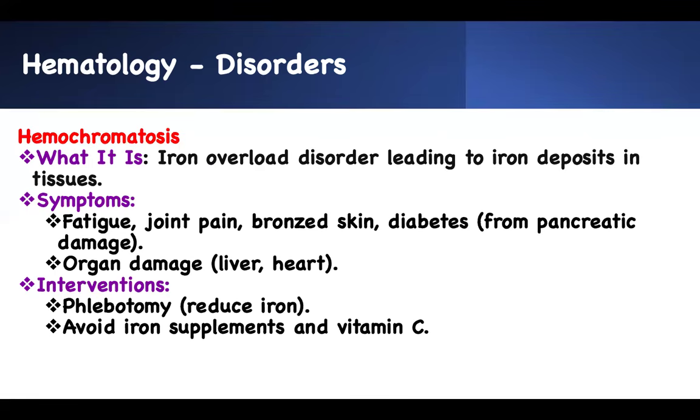What is the problem? They have too much iron. We've got to do phlebotomy. It's like you vampire them. You take their blood, and every week they may have three or four blood draws to reduce the iron level. Okay, so you want to prevent iron supplements or vitamin C to prevent excessive absorption, right?